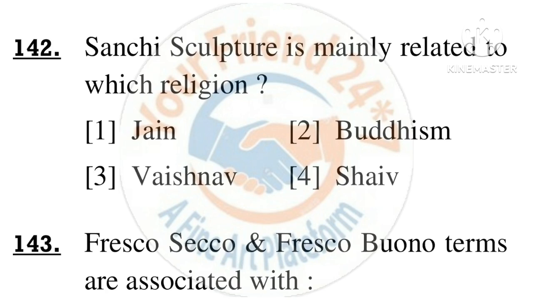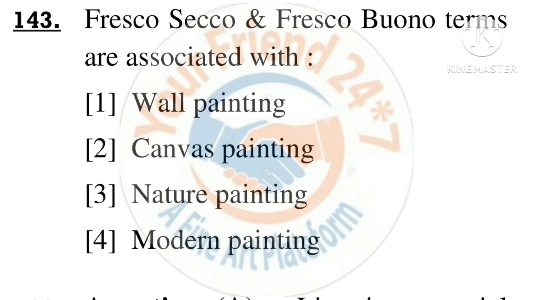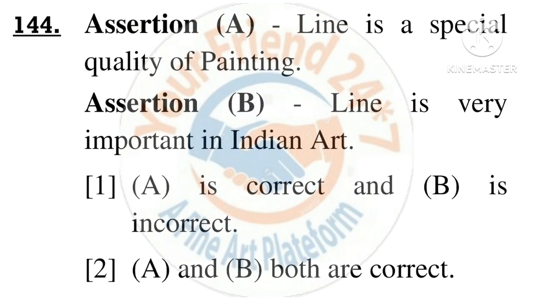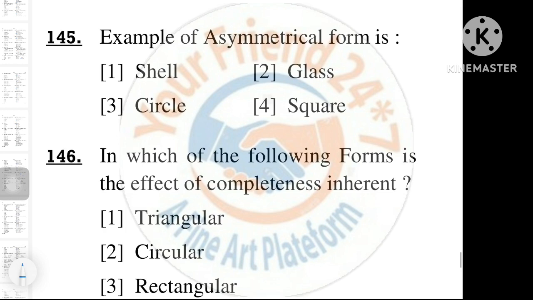Next question. Sanchi sculpture is mainly related to which religion? Related to Buddhism. Option number 2 is the right answer. Fresco secco and fresco buono are associated with wall paintings. Next question. Expression A: Line is a special quality of painting. Expression B: Line is very important in Indian art. Both are correct. Option A and B, both are correct.